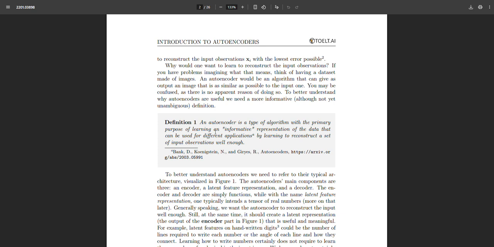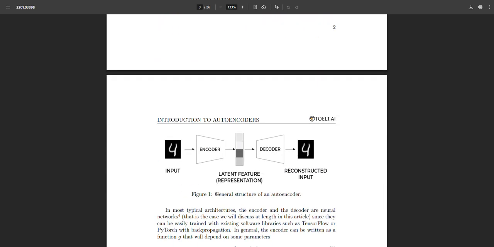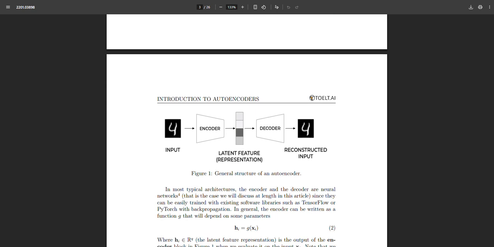To truly grasp the power of the autoencoder, we need a clear explanation. Definition 1 tells us that an autoencoder is a type of algorithm with the primary purpose of learning an informative representation of the data. This informative representation can then be used for different downstream applications, all achieved by learning to reconstruct the original input observations well enough. To better understand this, we need to look at its typical architecture visualized here in figure 1.